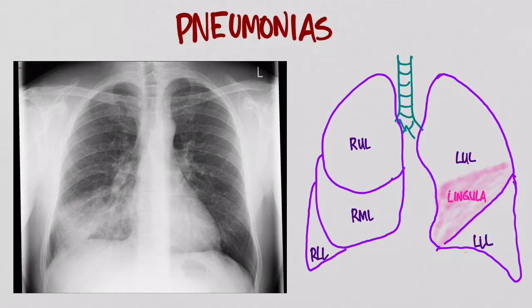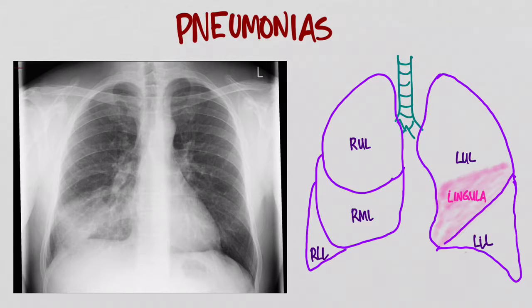And if you'll remember, the lungs are broken down into three lobes on the right: the right upper, the right middle, and the right lower lobe, by the horizontal fissure and the middle fissure. And on the left side we have two lobes. We have the left upper lobe and the left lower lobe, split by the oblique fissure here. And people will often call this bottom part of the left upper lobe the lingula.